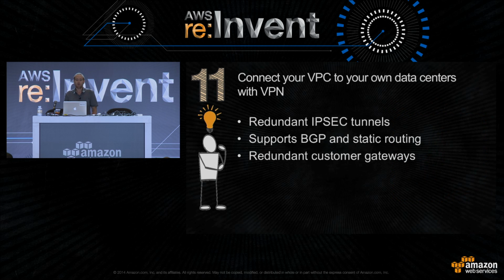So how do I connect my VPC to my own data centers? One of the keys to running a hybrid app and hybrid architecture is having private connectivity to your VPC. So how do you do this? VPN's typically the way to start. You're going to start with redundant IPsec tunnels. This supports BGP and static routing, and you can actually set up redundant customer gateways. So essentially that's going to allow you to have a redundant gateway on your end of the connection.